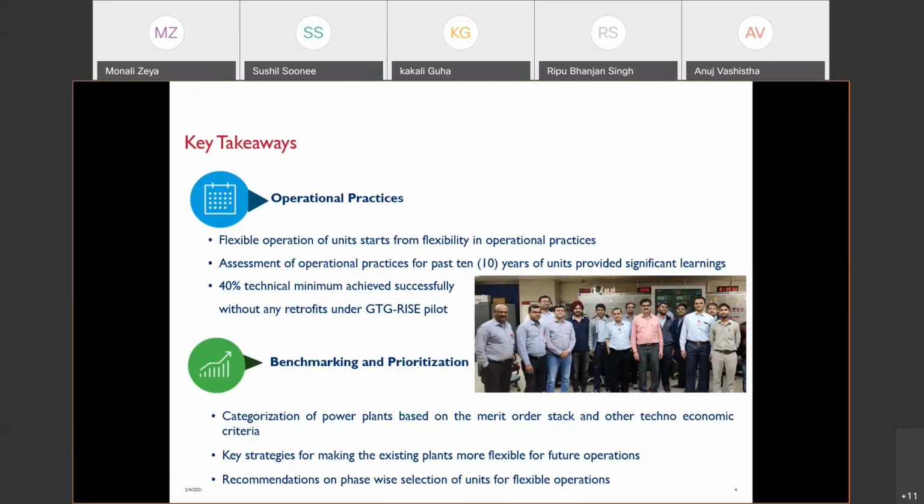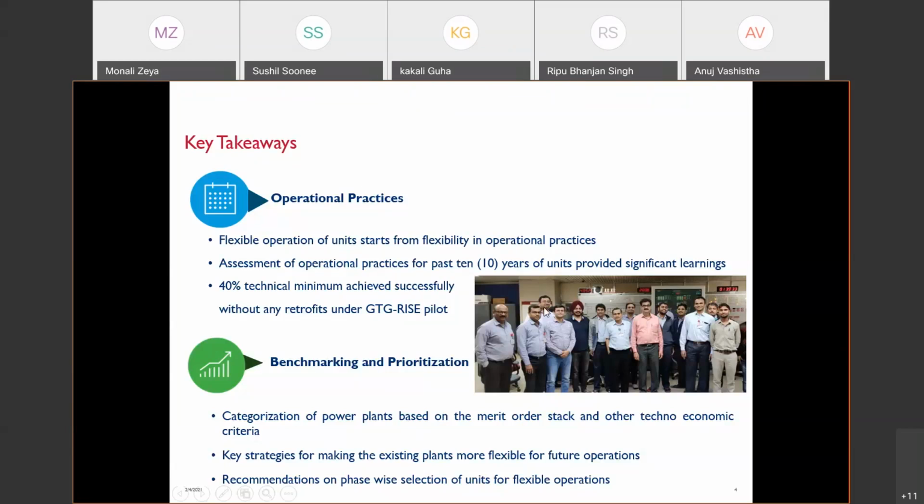82 gigawatts would combine which units? Not all units are required to be flexibilized. Some units would require retrofit investments. Some units would be able to do the cyclic operations without any retrofits, just changes of operational procedures. So this prioritization, classification of units and benchmarking becomes really important. And that's what we did on a pan-India level, and we came out with specific units which could be looked at based on merit order and other techno-economic criteria.